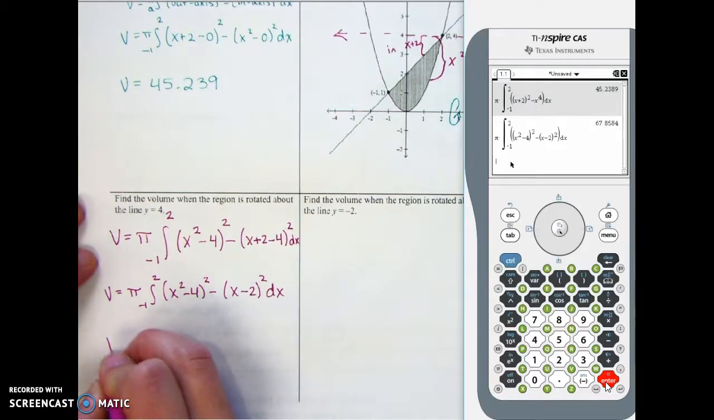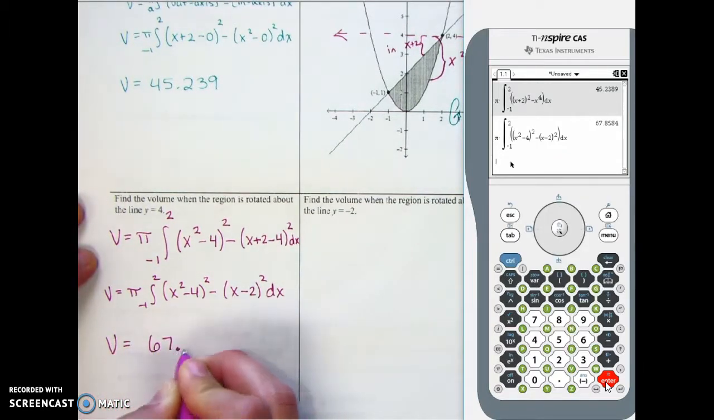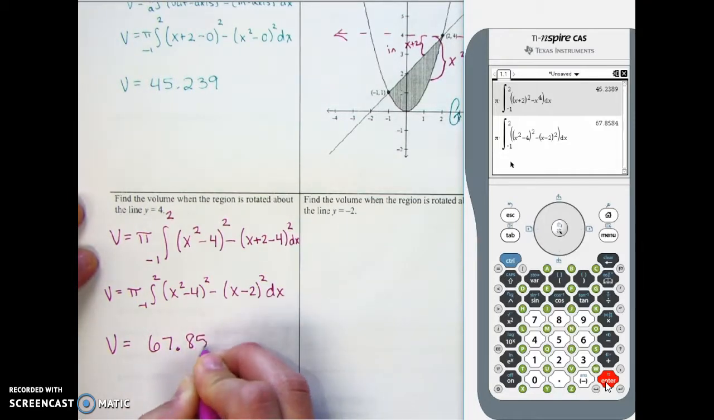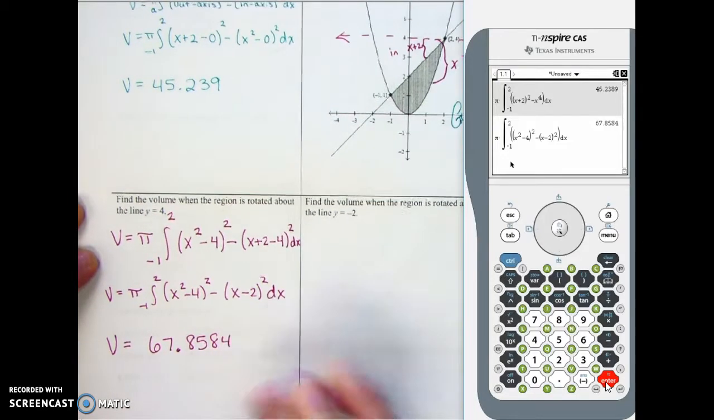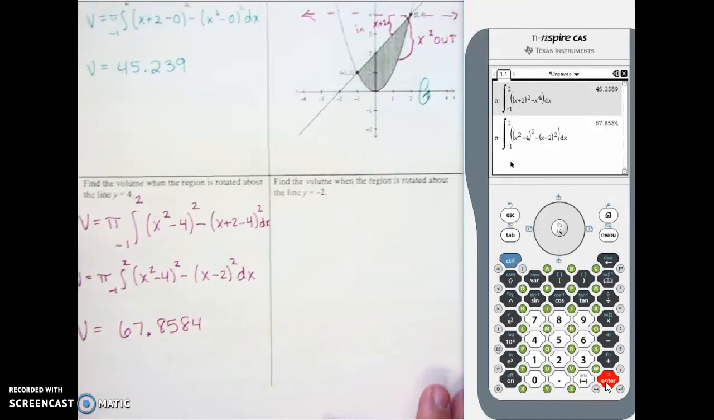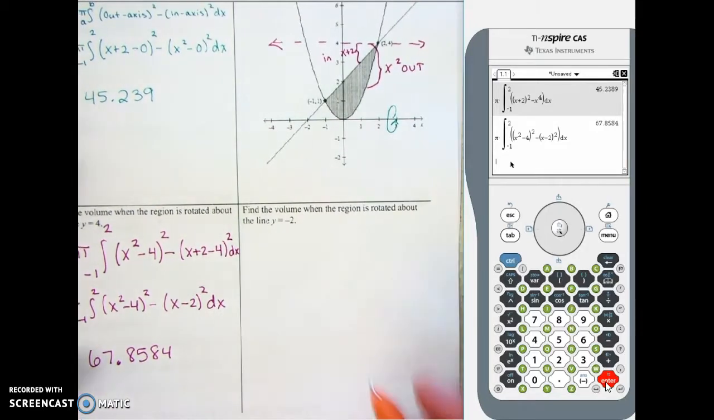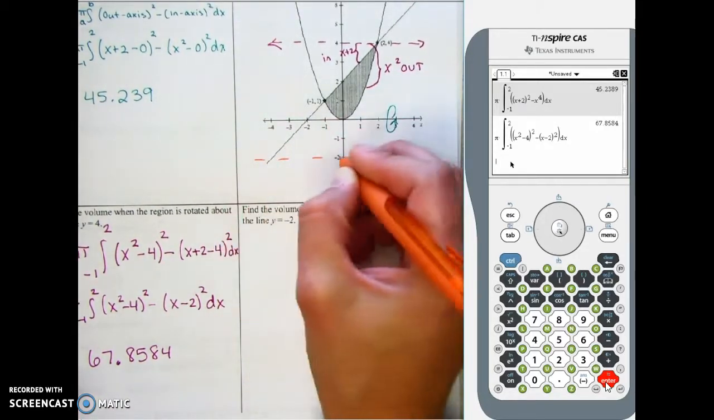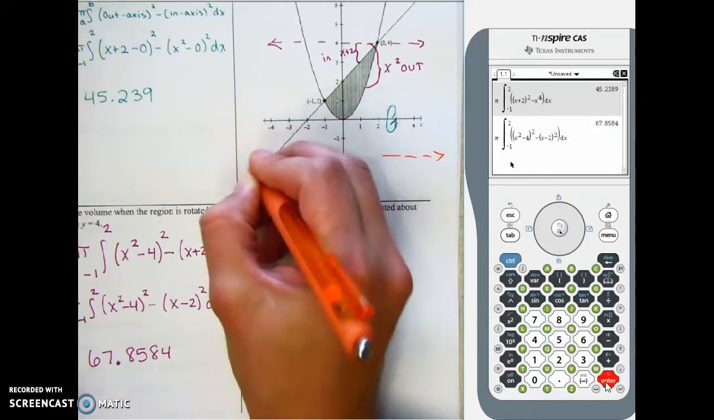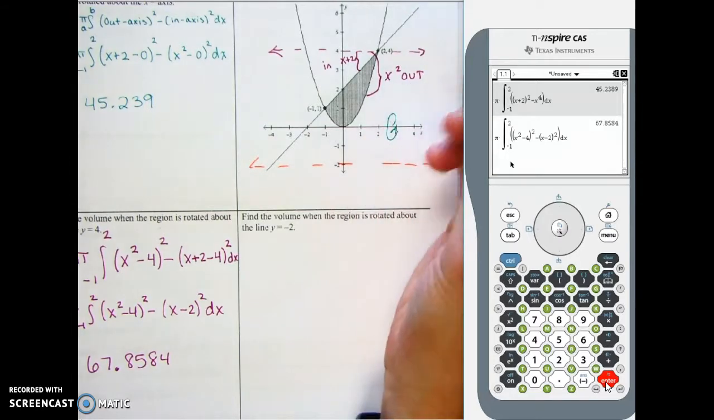So you see the same shape is rotated around different axes. It's going to give different volumes. Find the volume when the region is rotated around the line y equals -2. Ready? Draw the line. What happens when we're going to subtract the -2? It's going to become positive.